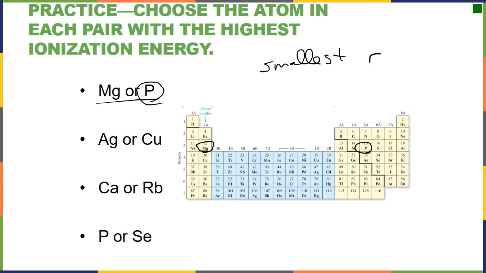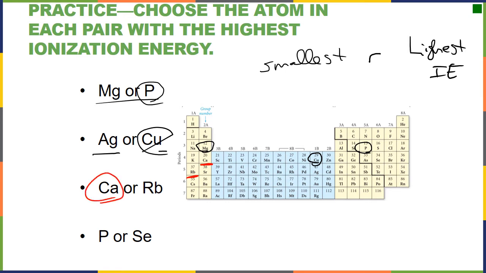So the smallest radius, the highest ionization energy. Silver and copper. Well, copper is one row above silver, therefore copper is smaller, and it's going to have the highest ionization energy. What about calcium and rubidium? Well, calcium is here, and rubidium is here. Calcium is a row up, therefore calcium is smaller and has the higher ionization energy. What if we compare selenium and phosphorus? Again, one row up, phosphorus is going to have the highest ionization energy.